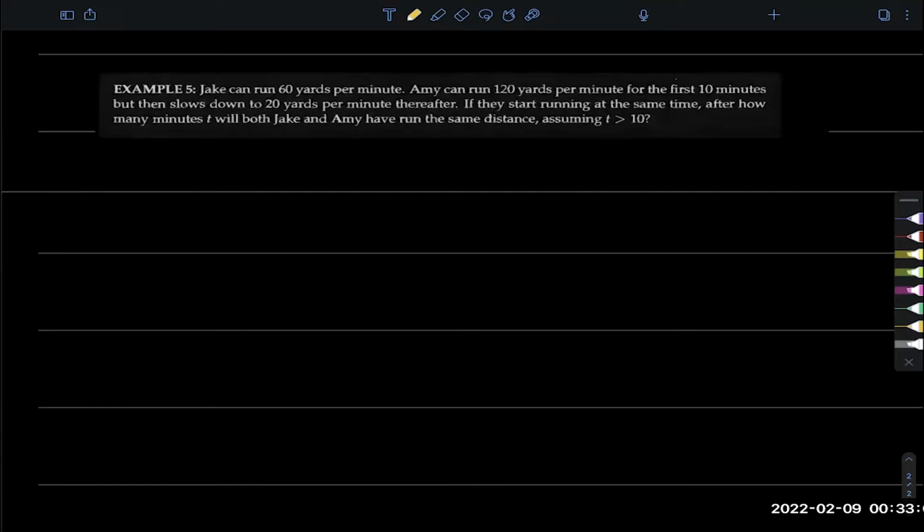No, sir. They've already told us that you have to work with T. T is greater than 10. So T is what you're looking for, okay? So they're saying if they start running at the same time, after how many minutes will both of them have the same distance? Which means I want the distance of Jake to be equal to the distance run by Amy. So just find what the distance of Jake is and what is the distance that Amy has traveled. Just add them up. You know, speed is distance over time. So time is distance over speed if you want that.